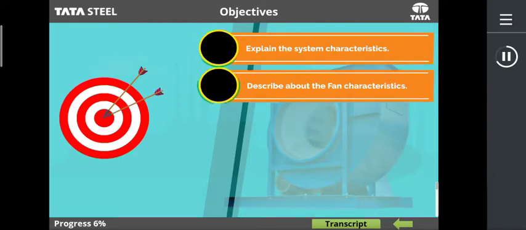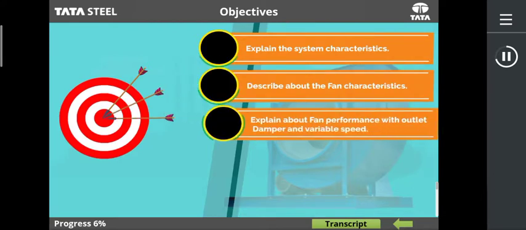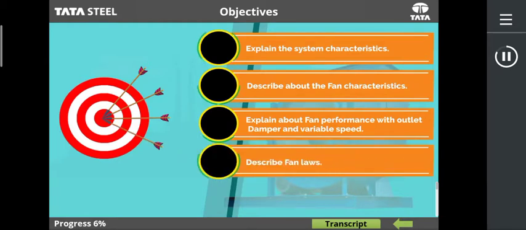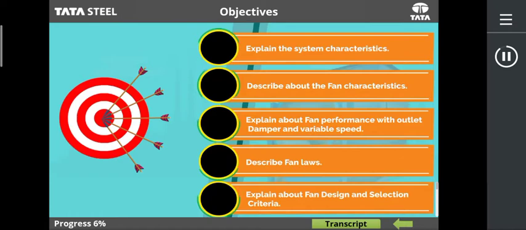describe the fan characteristics, explain about fan performance with outlet damper and variable speed, describe fan laws, explain fan design and selection criteria.